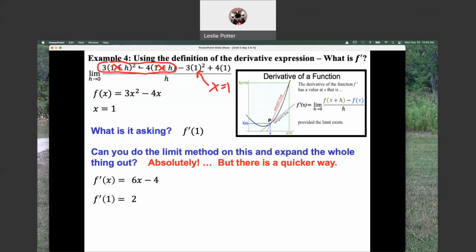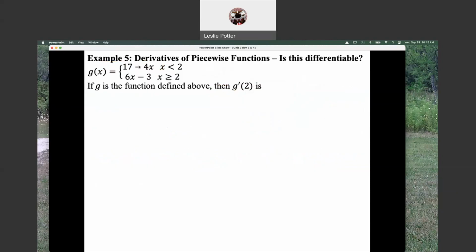So again, I can't stress it enough. When you see this notation, I don't want you to do the limit method anymore. I do want you to find the function though and use your power rules. We give you a lot of piecewise functions. We're not going to stop. We're just going to get you more and more comfortable with them. So is this differentiable?